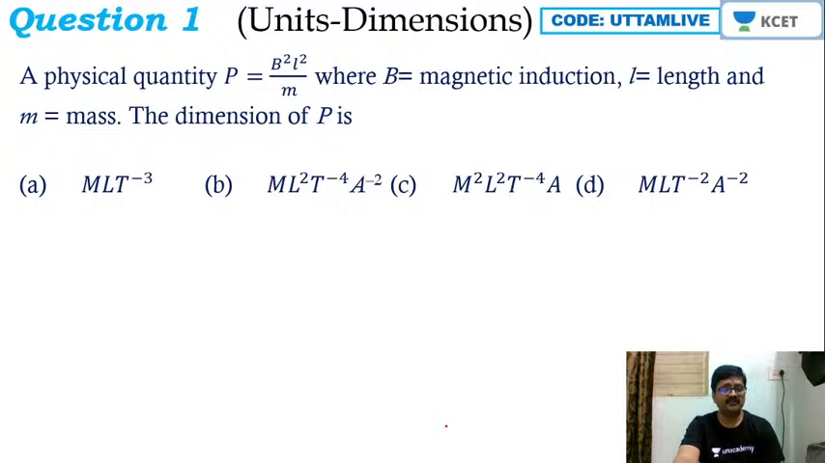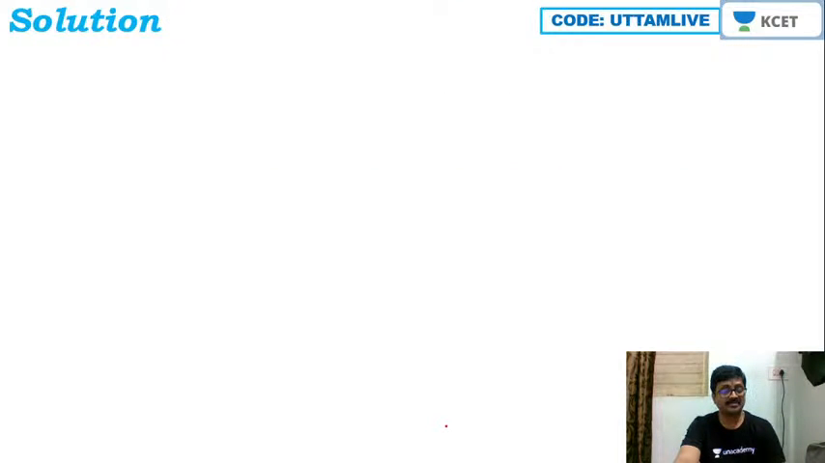Firstly, we'll find the dimensions of magnetic field induction, that is B. Then we'll find the dimensions of length. Then we'll find the dimensions of mass. That's all. So let's crack it. I'll make use of this equation, F is equal to BIL. This is one of the equations that we have learned in force due to a current carrying conductor in class 12. From this formula I can derive the dimensional equation for B.